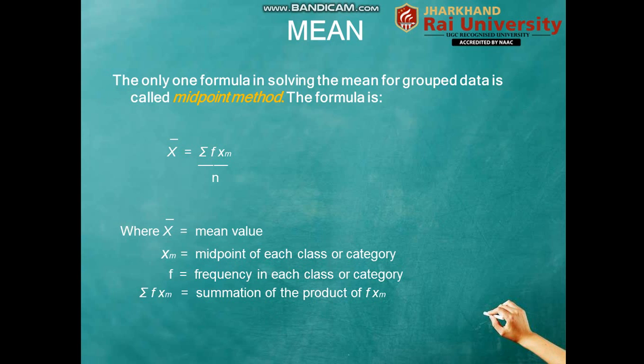So the only formula in solving the mean for group data is called the midpoint method. So what is the midpoint method? It states that X mean, that is the mean of the group, equals sigma FXm divided by N. Where X mean equals the mean value, Xm equals the midpoint of each class or category, F equals frequency, and sigma FXm equals the summation of the products of F and Xm.